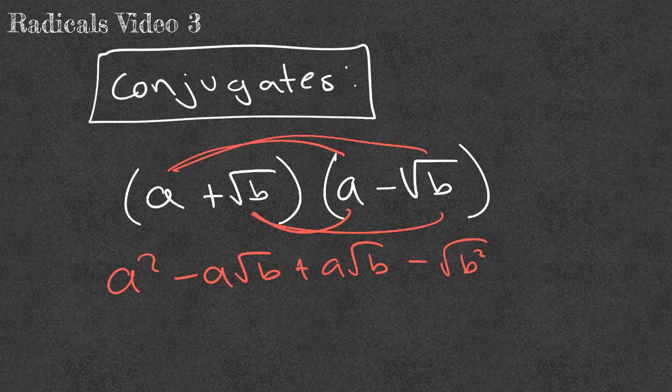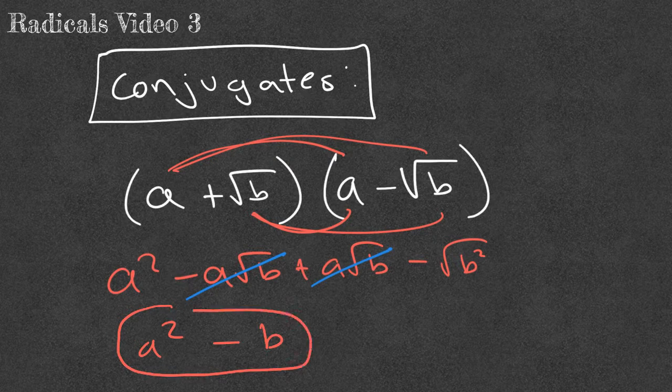Well, let's look at our canceling again. The minus a root b and the plus a root b cancel. I get a squared minus, and then the square root of b squared is just b, right? So you don't need to memorize this or anything. That's just kind of our answer here. But what we're noticing here is the square roots are gone. We get a squared, which is a nice number, and then minus b. There's no square roots anymore. So we're going to use this pattern, this idea of conjugates, for the next type of problem.